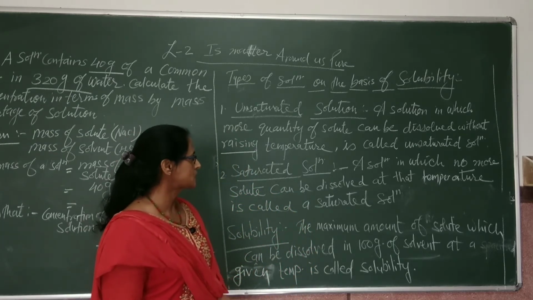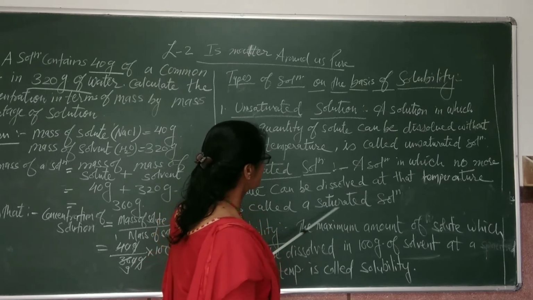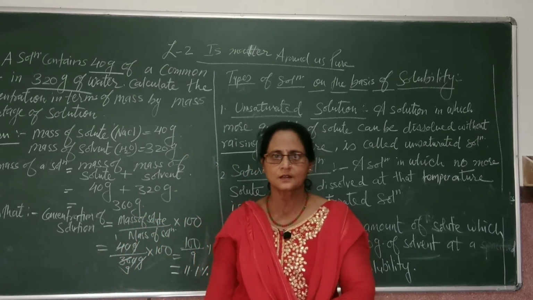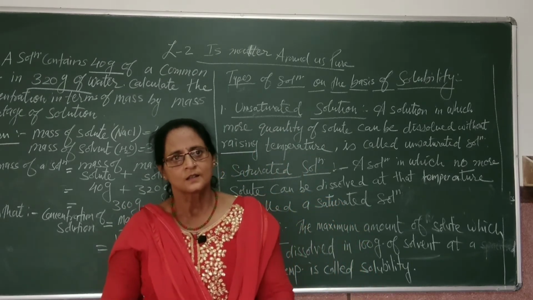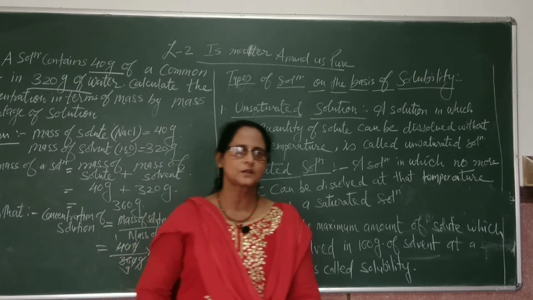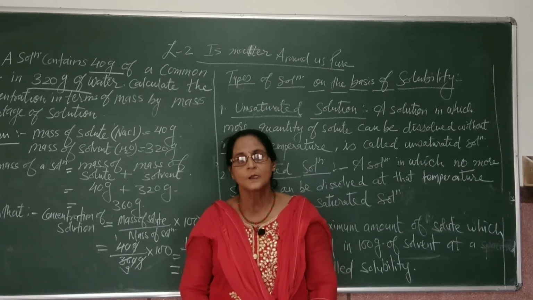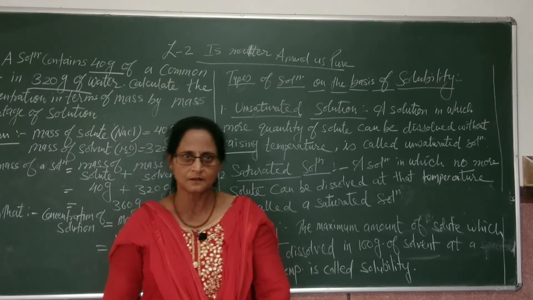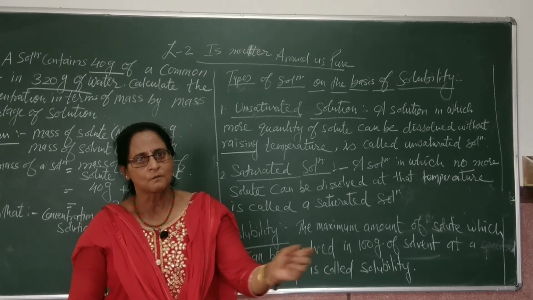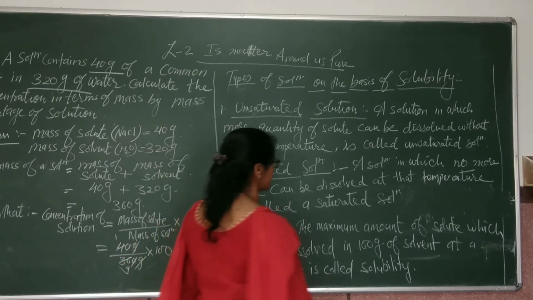Number 2, the saturated solution: a solution in which no more solute can be dissolved at that temperature is called a saturated solution. Suppose we take a glass of water and add 1 teaspoon of sugar, it will be dissolved. We add a second teaspoon, it will also be dissolved. We add 3 spoons of sugar, it will also be dissolved. But now if we add the fourth teaspoon of sugar, then what happens is that the sugar will go and settle down on the bottom as a sediment. Why? Because the solution has no capacity to dissolve more sugar, that is the excess sugar, and such a type of solution is known as the saturated solution.